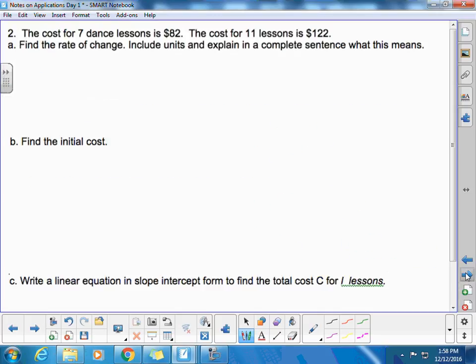All right. The cost for 7 dance lessons is $82. The cost for 11 dance lessons is $122. So again, we have 2 points: 7 dance lessons is $82, and 11 dance lessons is $122. Find the rate of change or the slope. Include units and explain in complete sentences.